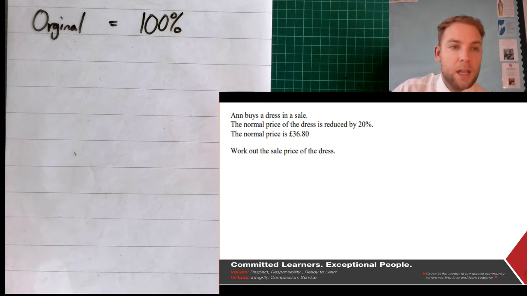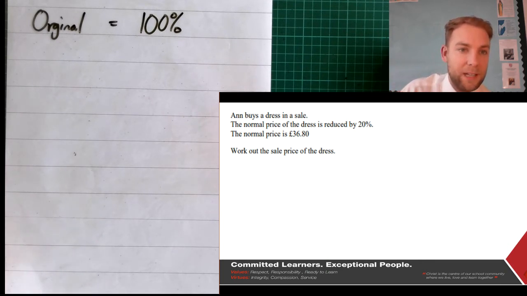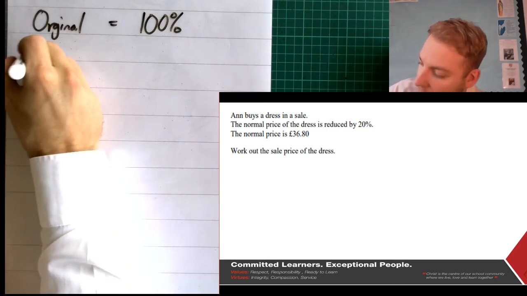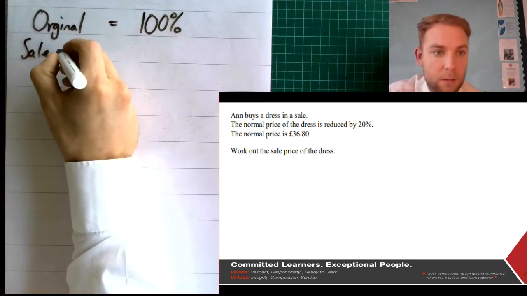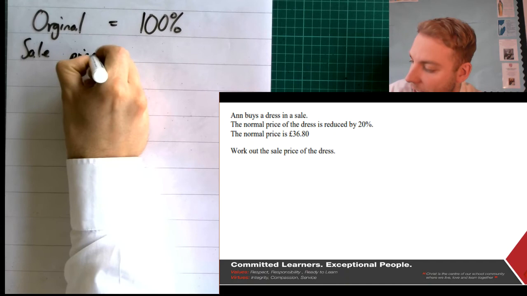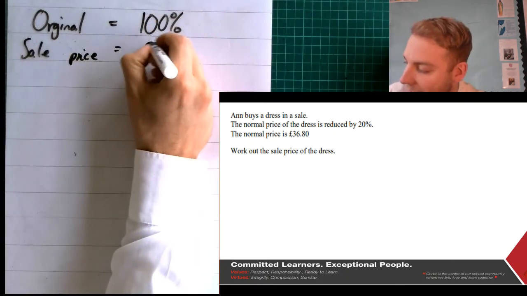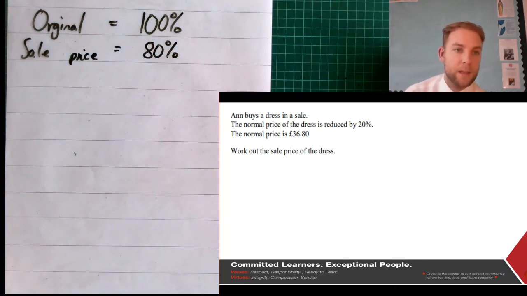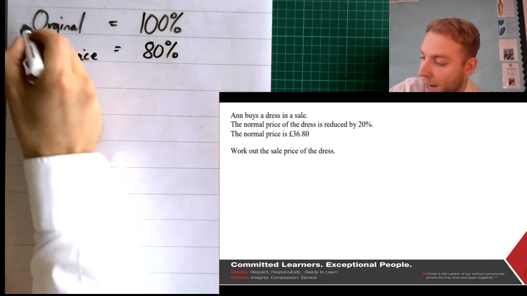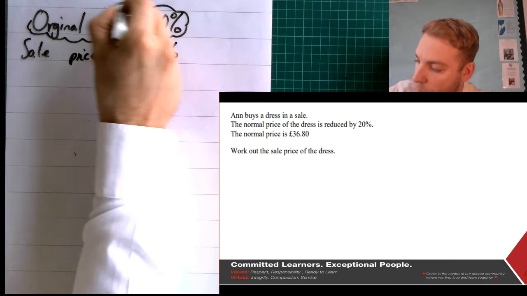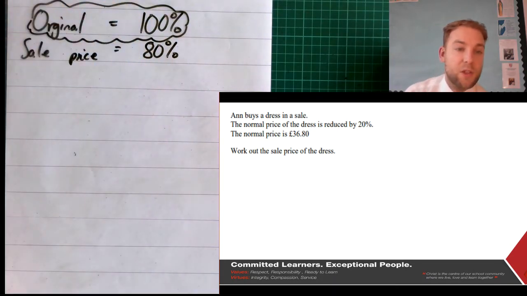Okay? Here what's happening is it's been reduced. So the new amount, or the sale price, is equal to this reduced by 20%. So 100% take away 20% is 80%. And it tells us the normal price, so this here, my 100%, is £36.80.